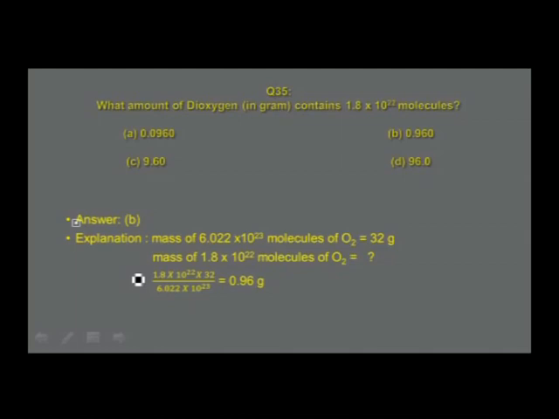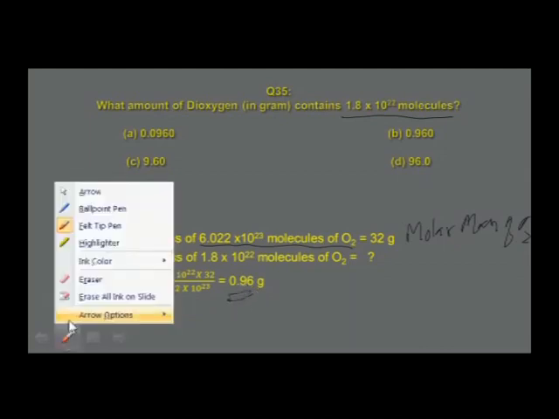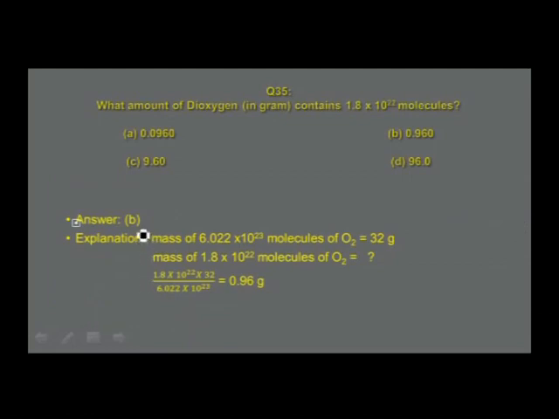The answer for the given question is: mass of 6.022 into 10 power 23 molecules of oxygen is equal to 32 grams. What is this 32? That is the molar mass of O2. So using this, now convert this mass to 1.8 into 10 power 22 molecules of dioxygen. So mass of 1.8 into 10 power 22 molecules of dioxygen is equal to how much? 1.8 into 10 power 22 into 32 divided by Avogadro number, which is found to be 0.96. So the answer you find in B, that is 0.96 grams. Here is the answer. Go to the next slide.